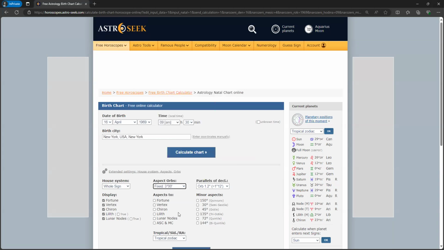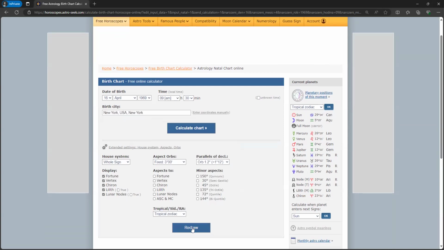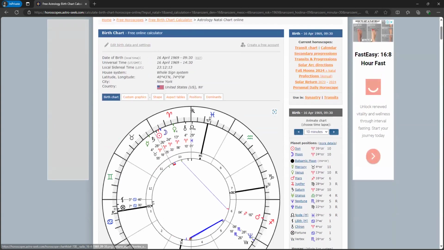Also, the type of chart is tropical zodiac, right? Not sidereal, not Vedic, any of those. And then you're gonna click calculate chart. All right. So this is this person's birth chart.